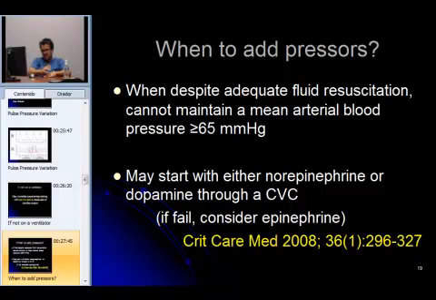The Surviving Sepsis Campaign says that the second line pressor, if Levophed doesn't work or dopamine doesn't work, depending on which one you chose, is epinephrine. That's what the Surviving Sepsis Campaign says.